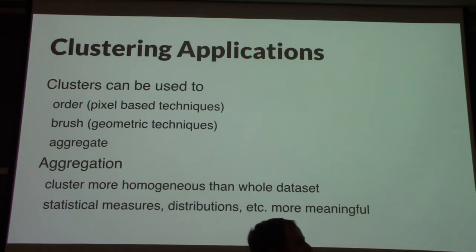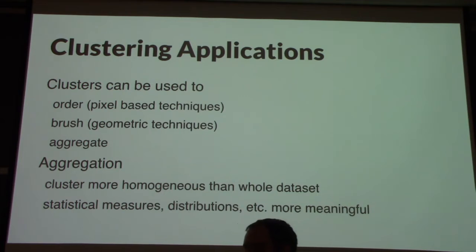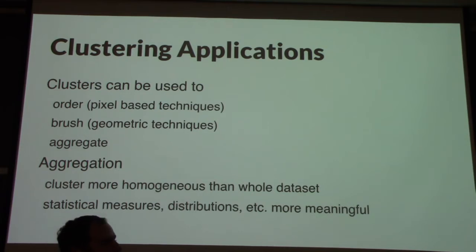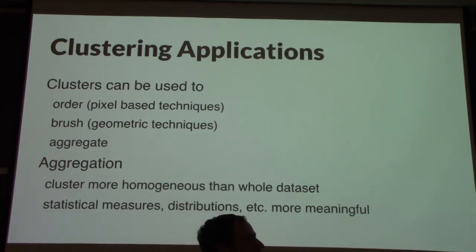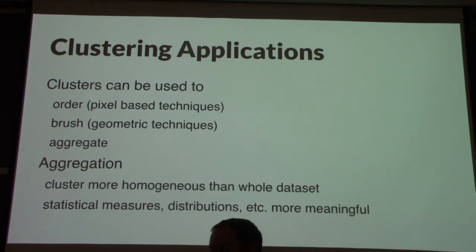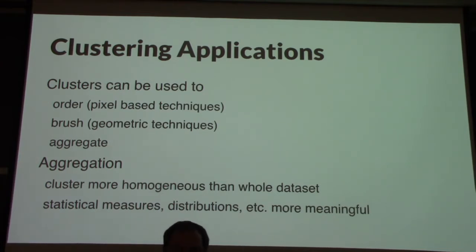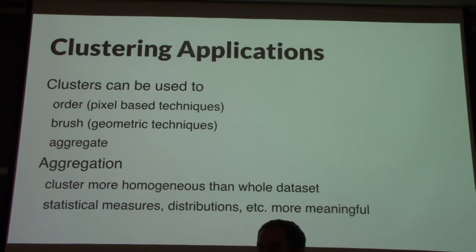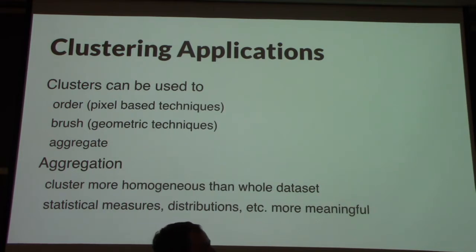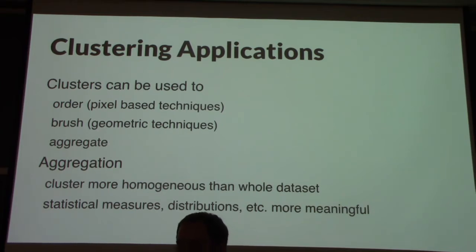So for example, clusterings can be used to order. I've shown you lots of matrix-based displays, like matrices for graphs or matrices in the form of heat maps, and all of them needed to have some ordering for pixel-based techniques so that you could see structure. And it's commonly used, you can commonly apply clustering algorithms to do that. Then for brushing, we can use clusters to select items that are similar to each other in geometric techniques such as parallel coordinates.